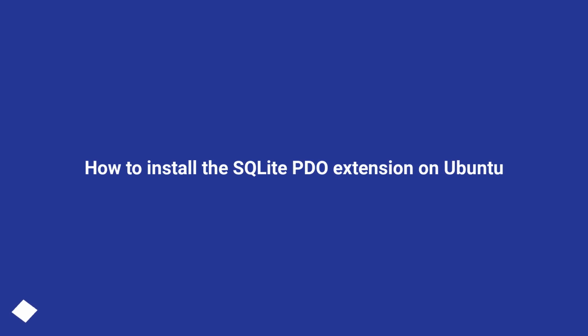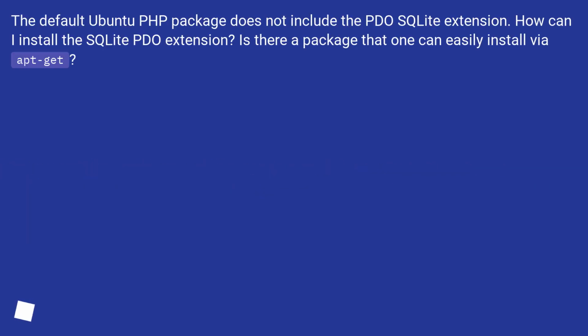How to install the SQLite PDO extension on Ubuntu. The default Ubuntu PHP package does not include the PDO SQLite extension. How can I install the SQLite PDO extension? Is there a package that one can easily install via apt-get?